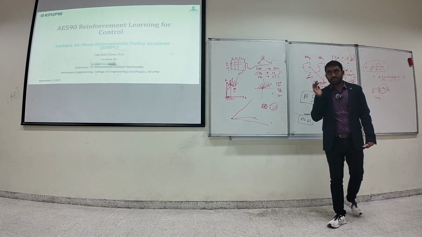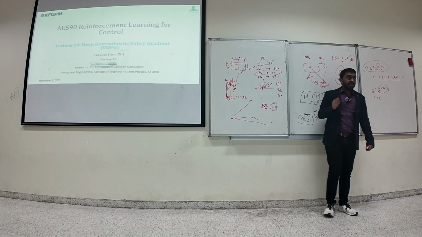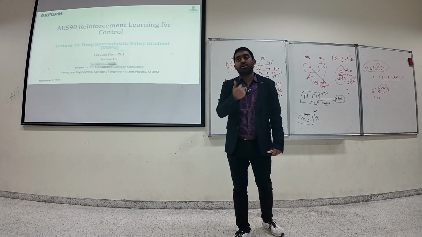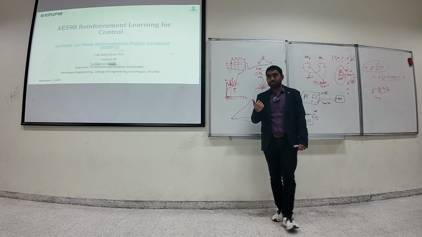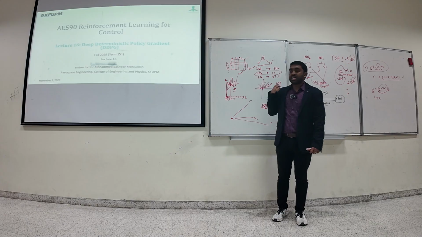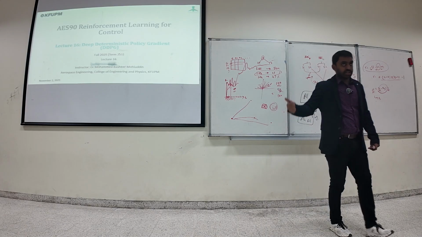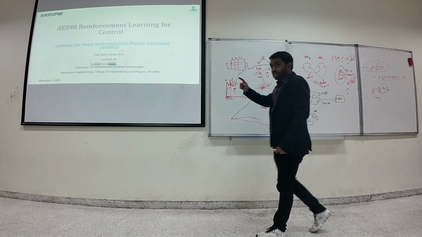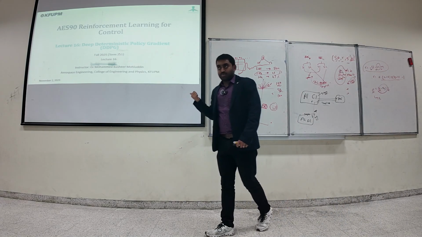in control applications. Namely, we will be studying DDPG, one of the most common RL algorithms for control applications. DDPG stands for Deep Deterministic Policy Gradient. It is an actor critic method, not a policy gradient method, by the way.